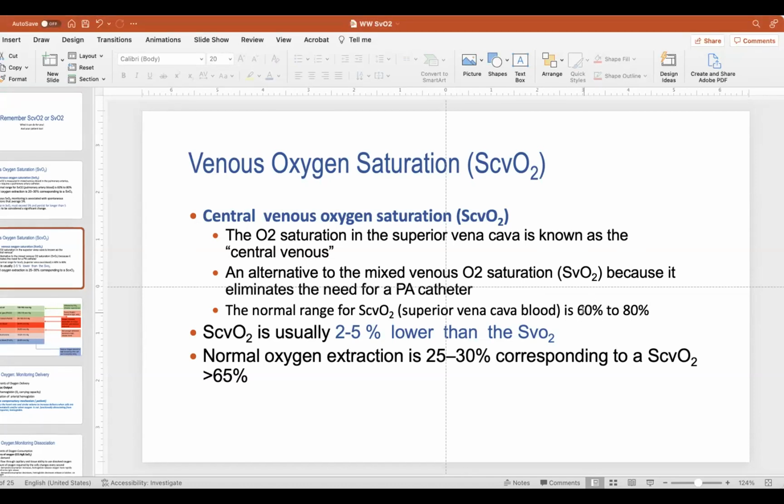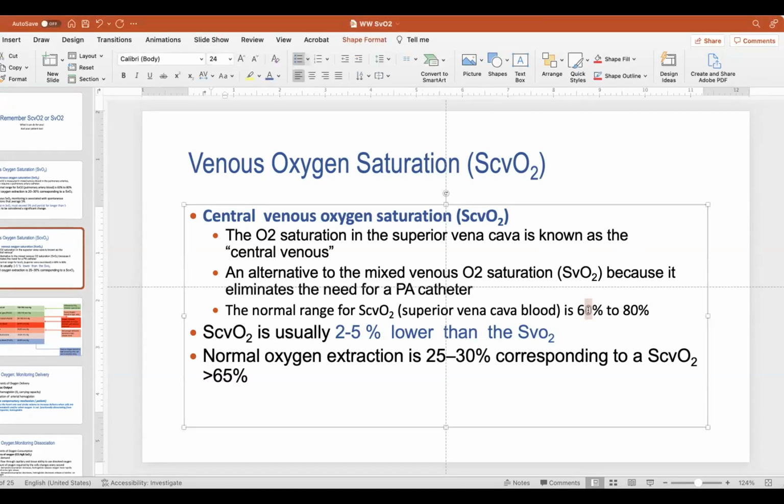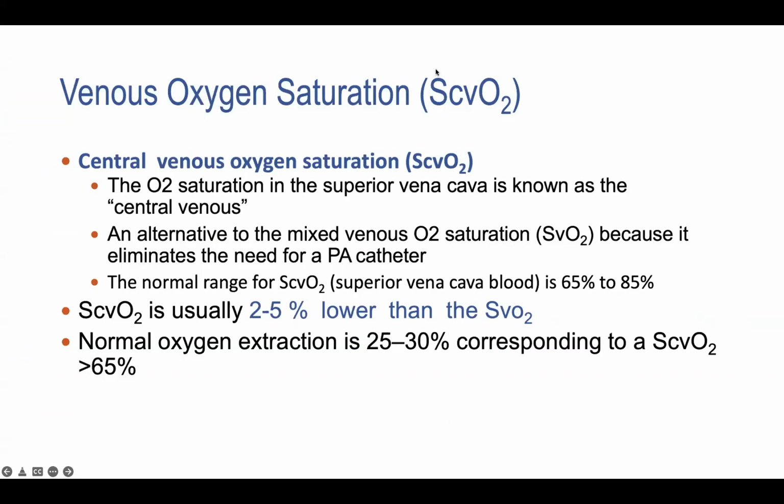The normal ScvO2 is 65 to 85%. Now that's different than the SvO2, which is 60 to 80%. So it's a little bit different. It's a little bit higher because this central venous sat doesn't incorporate the coronary sinus. And remember, the myocardium is using a lot of oxygen.